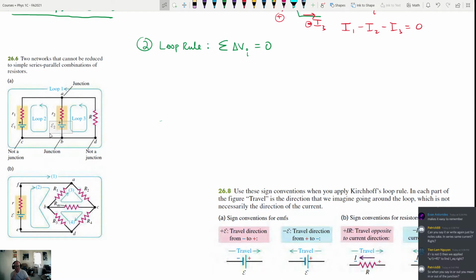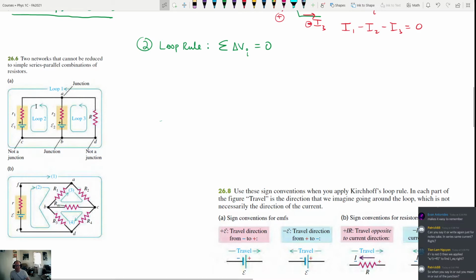That throws things off. This resistor is in series with the battery, whereas this resistor is somewhat parallel to it, but not quite because there's another resistor here. So when you have a situation where you can't reduce it, you have to use the loop rule. How does the loop rule work?